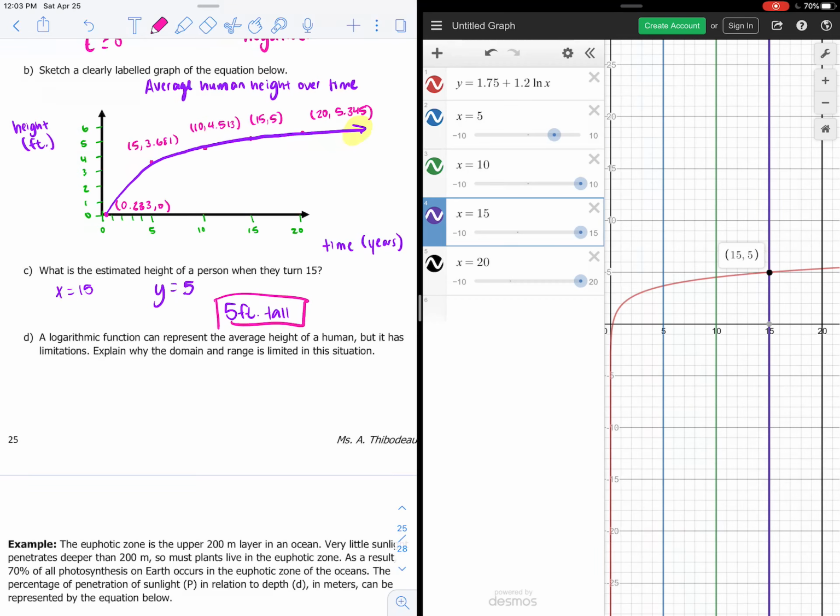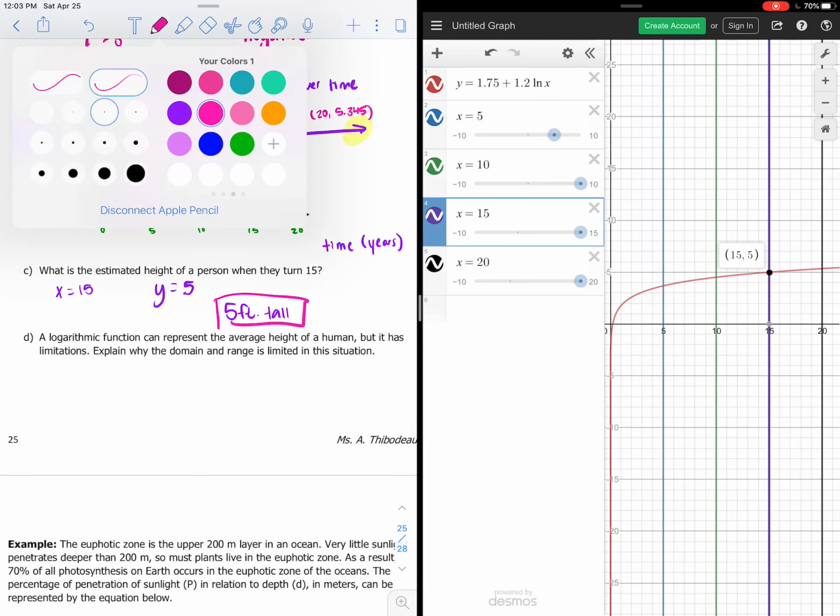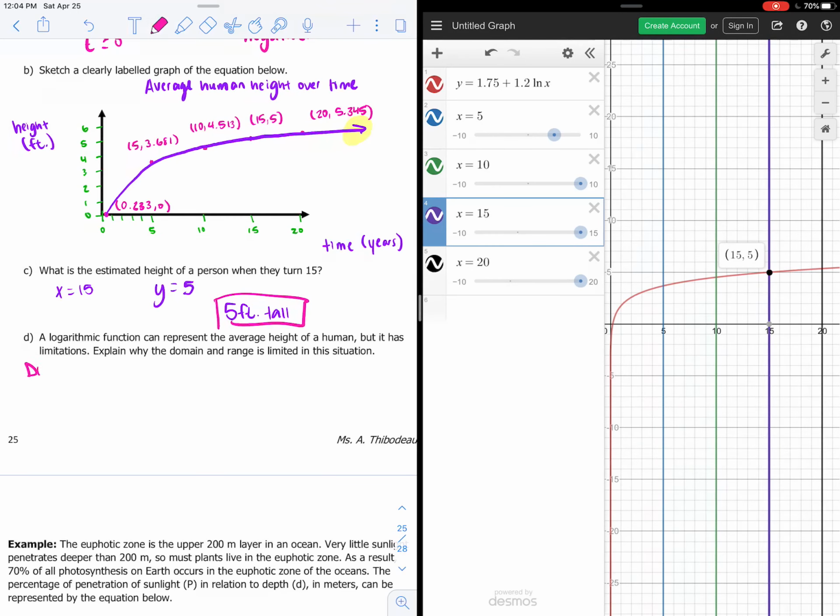All right. The next question. A logarithmic function can represent the average height of a human, but it has limitations. Explain why the domain and range is limited in this situation. Okay, so it doesn't ask us what the domain and the range is, but it's asking us why this is limited. Why can't we just continue on with this graph? So a couple of things, we'll break it up into domain and range here.